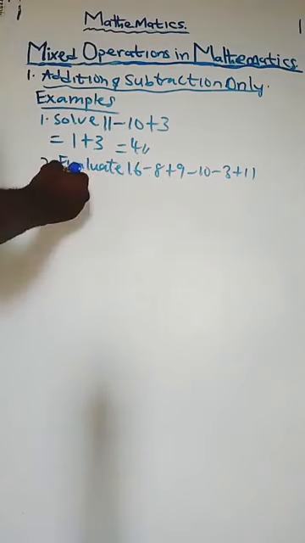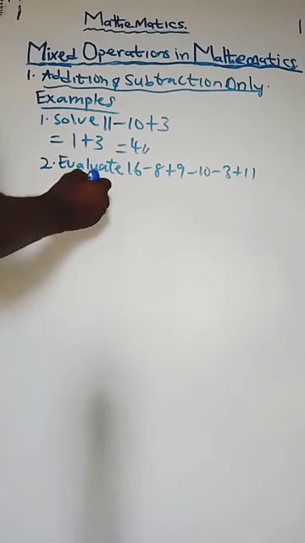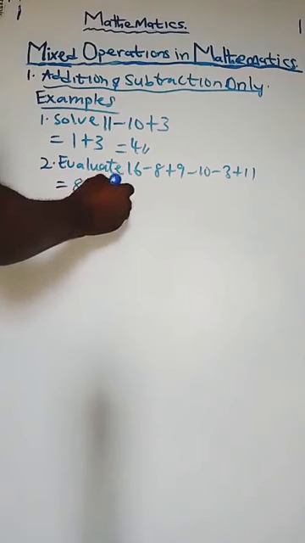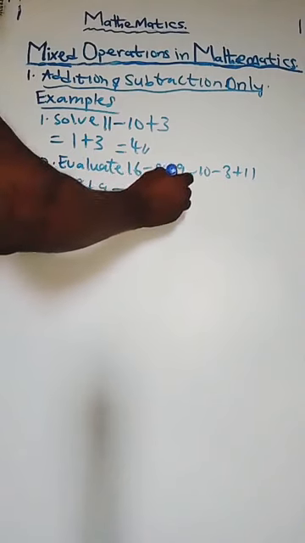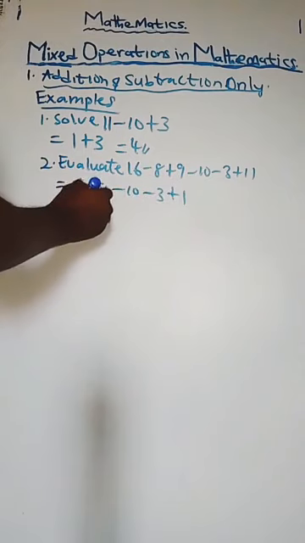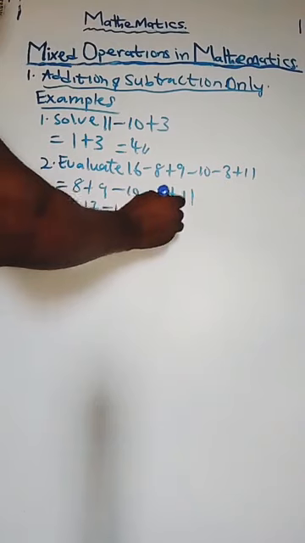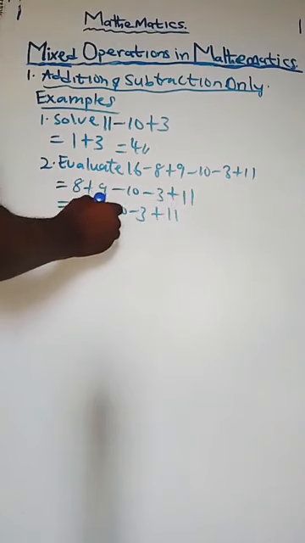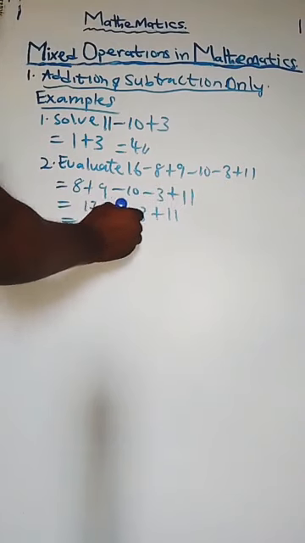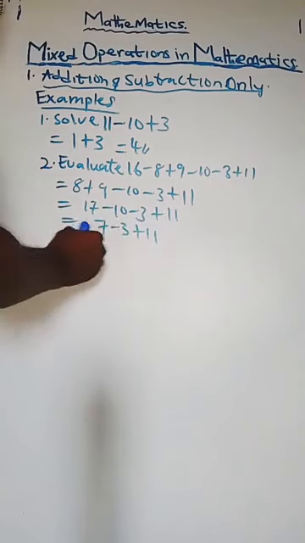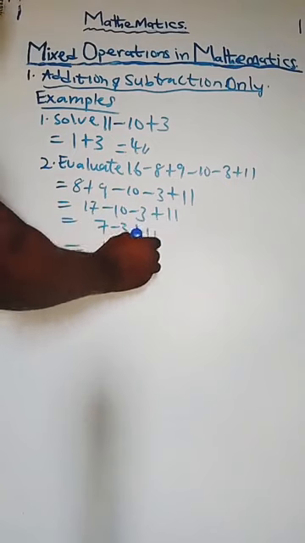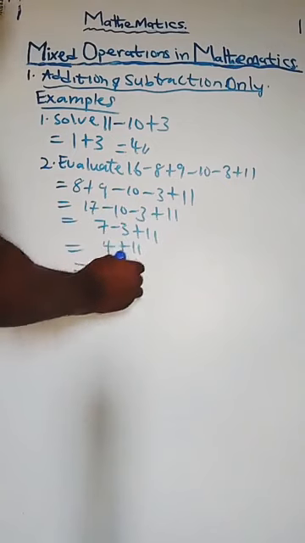So we start: 16 minus 8, 8. You have 8 plus 9 minus 10 minus 3 plus 11. 8 plus 9, you have 17 minus 10 minus 3 plus 11. 17 minus 10, you have 7 minus 3 plus 11. 7 minus 3 is 4 plus 11. The final answer is 15.